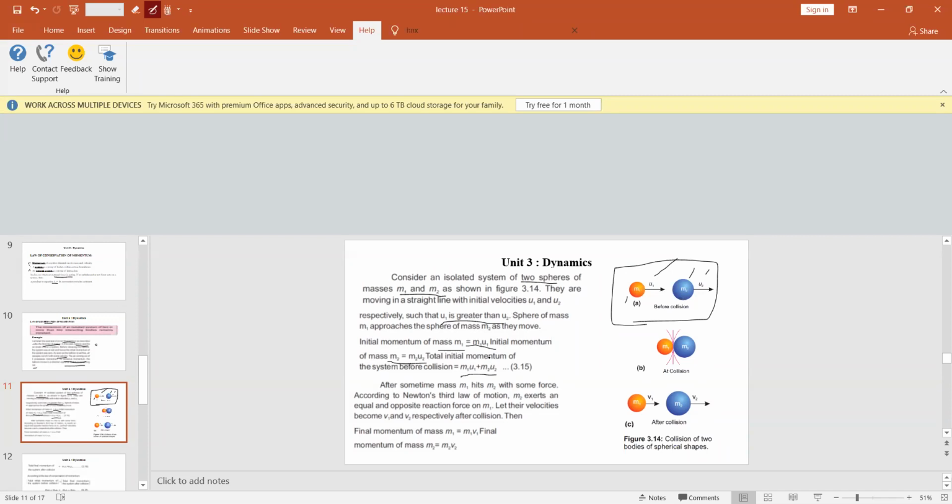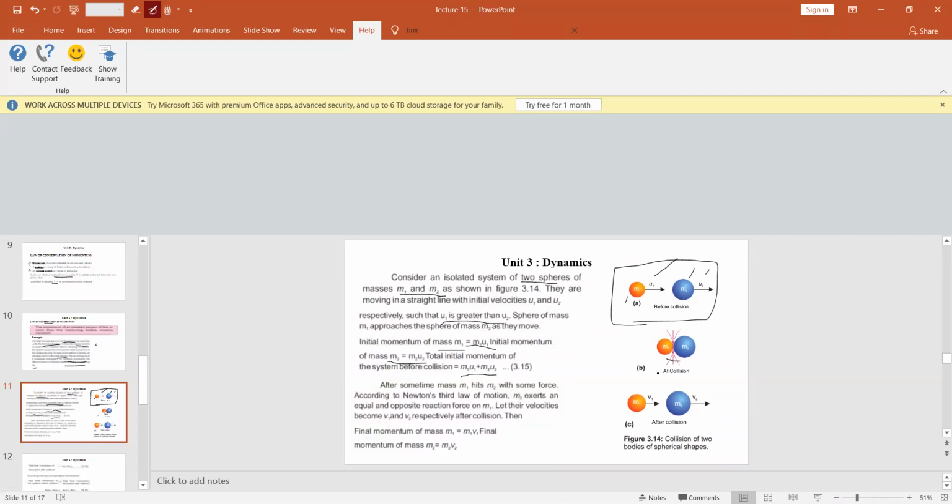This is basically the initial momentum of the system when there is no collision. They are just moving in a straight line with their respective velocities, right? But there is no collision occurring. But what happened after some time? See, the mass M1 hit the mass M2 because M1 has more velocity, so it comes near to M2, and the collision occurs and it hits the mass M2.